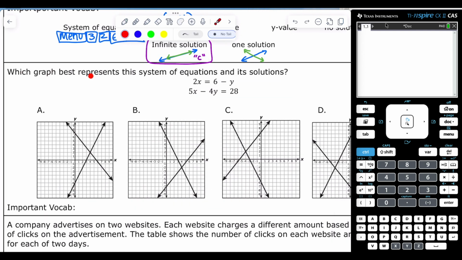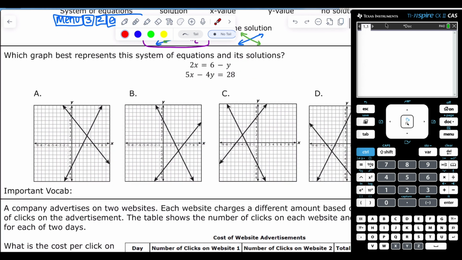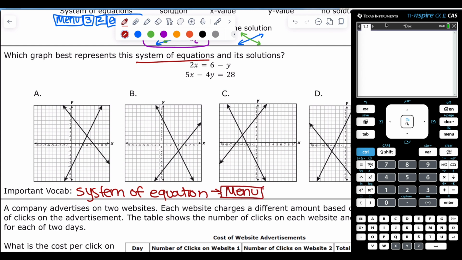Which graph best represents the system of equations and its solutions? So, I know my important word is system of equations, and that means menu 3, 2, enter. So I'm going to put these in menu 3, 2. So in the calculator, menu 3, 2, enter.